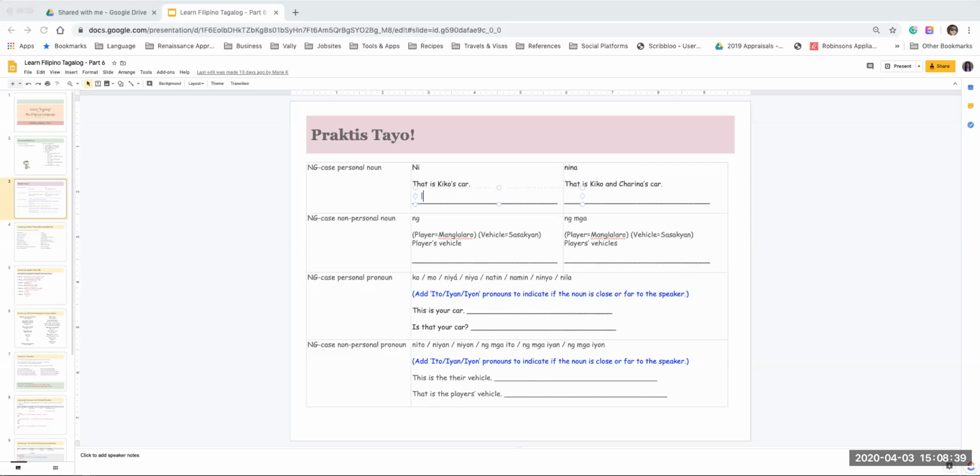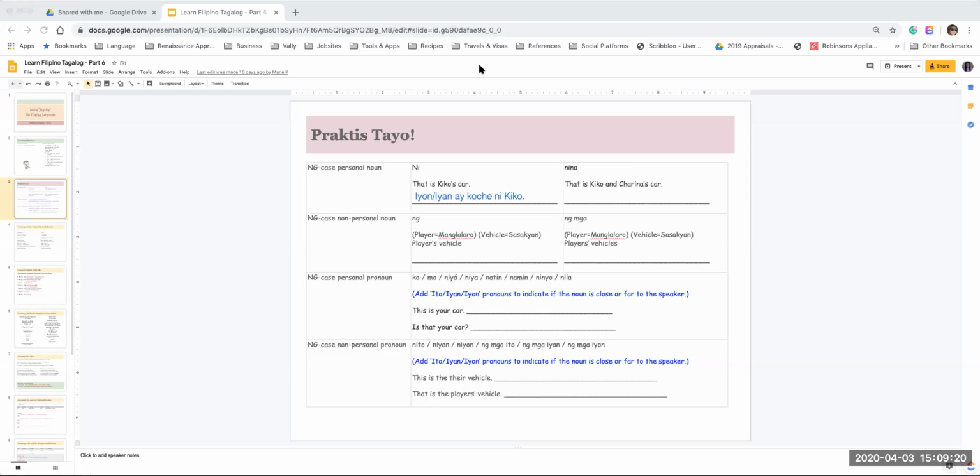Is that ion? Ion or ian? Both work. Yon. Predicate marker, ay. What is car? Coche. Nikiko. Very good. Yon ay coche Nikiko. Yon ay coche Nikiko. Okay, yes.